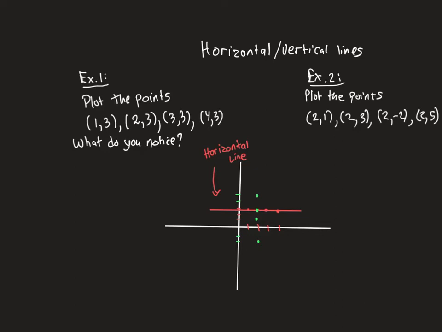Alright. I'll get this. There we go. Alright, so that's my second line. Now what do you notice with this one? It's going straight up. So this would be a vertical line.